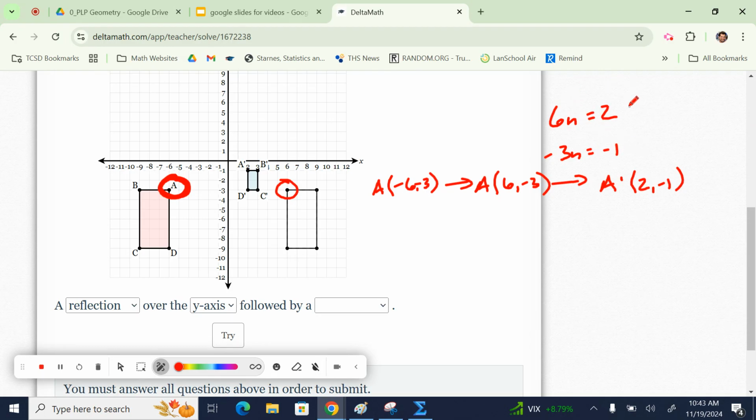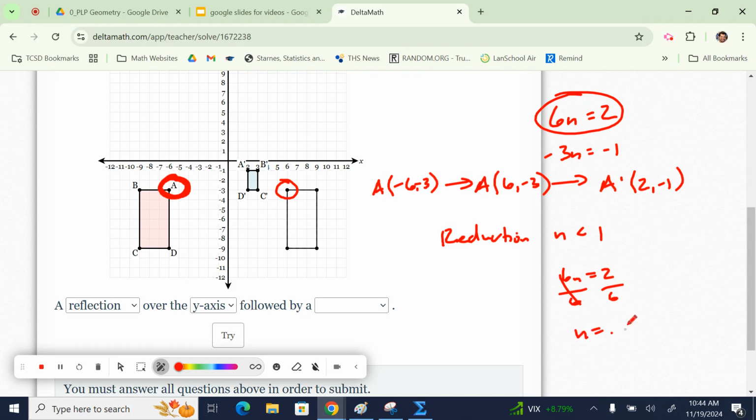Well, obviously we're getting smaller, right? This is a reduction. So therefore your n must be less than 1. To solve for n, for this top equation, 6n equals 2, I divide by 6 and I get n equals 0.3 repeated, which is 1/3. And that is the scale factor that I must dilate by.